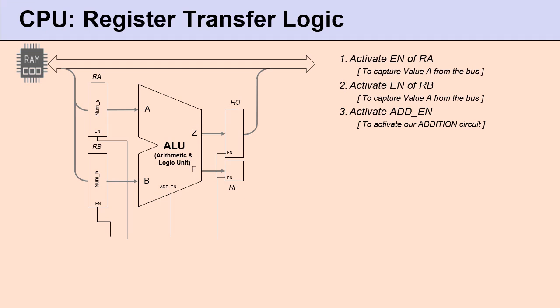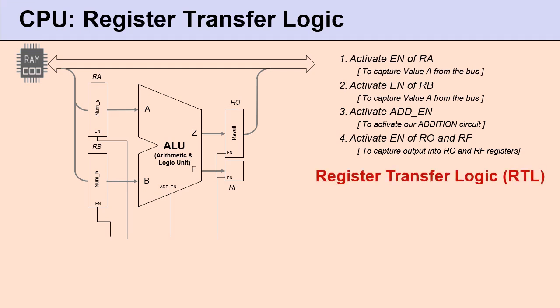Then we need to send a control signal to the register RO and RF, asking it to capture these outputs from the ALU and store them within themselves until they are used in any further processing step. These steps that are carried out during a particular operation of the CPU are referred to as the register transfer logic or RTL of the operation.